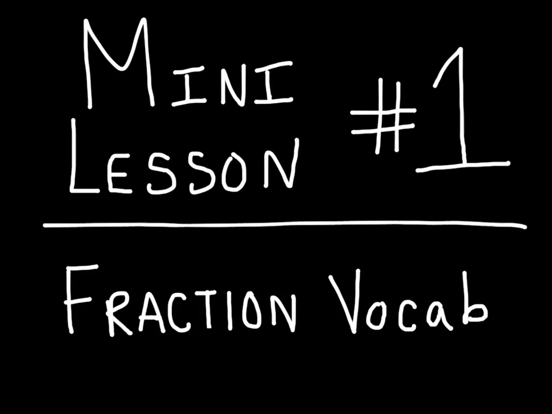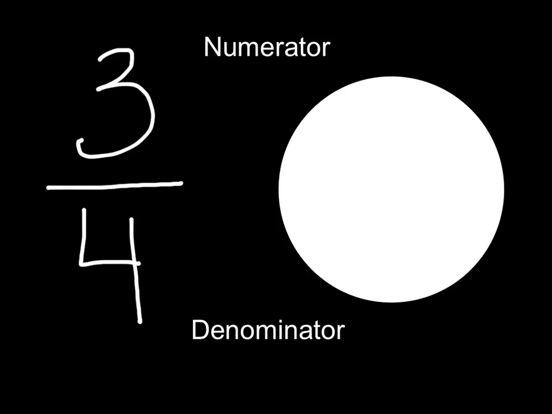This mini lesson is on basic fraction vocabulary. Whenever you see a fraction, you'll see that there is a number on top and a number on bottom. The number on top is what we call the numerator. The number on the bottom is what we call the denominator. The number on the bottom tells us how many pieces to divide a whole into.